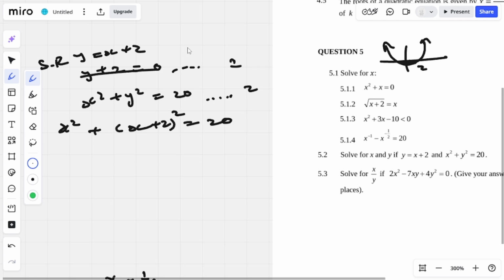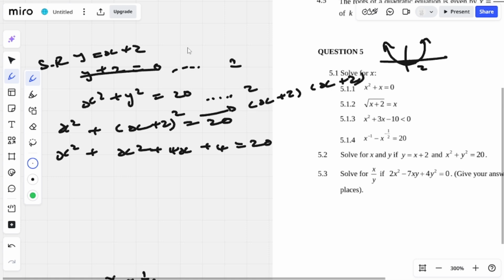Then I'm going to solve this, of which I'm going to get x squared plus x squared plus 4x plus 4, which is equal to 20. Now remember that this is (x plus 2) and (x plus 2). Now from here on, I'm going to add the x squared terms together, which gives 2x squared plus 4x plus 4, which is equal to 20. Divide everything by 2 because 2 is a common factor here. I'm going to get x squared plus 2x plus 1, which equals 16.